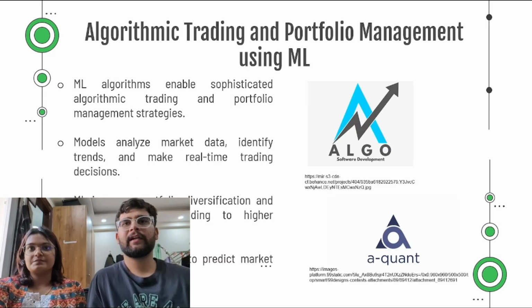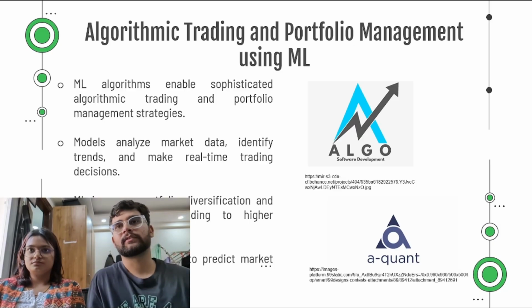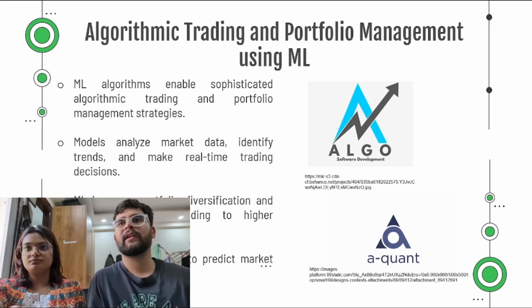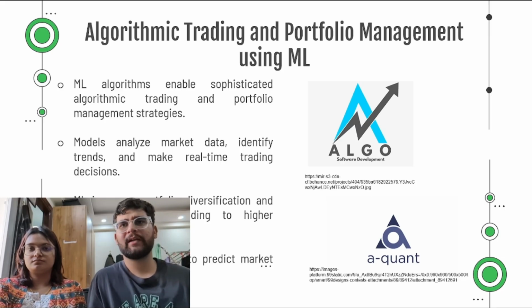Algorithmic trading. In trading, speed is key. ML identifies market trends and executes trades in milliseconds. It also helps in diversifying portfolios and managing risk better than humans.